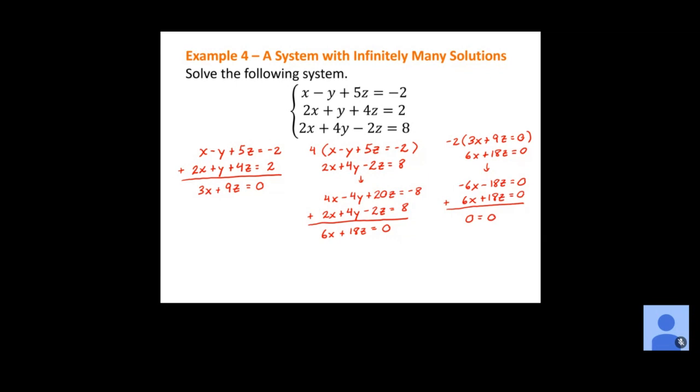Good. So this time, there's going to be infinitely many solutions. And if you ever get a true statement there and all of your variables cancel out, just remember that's always going to be infinitely many solutions. Any questions on that one?